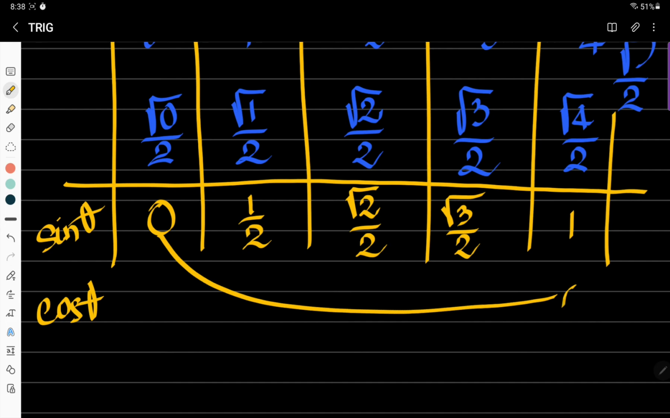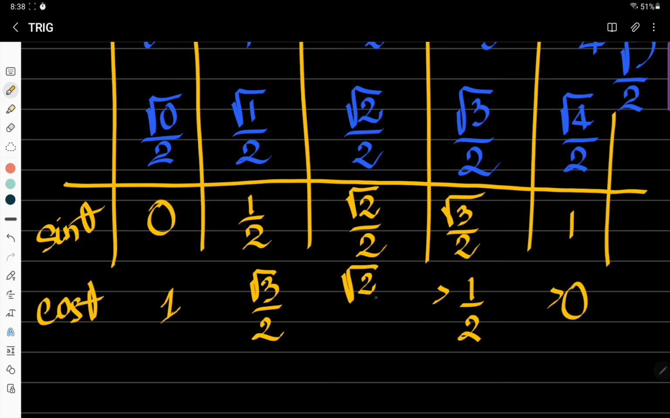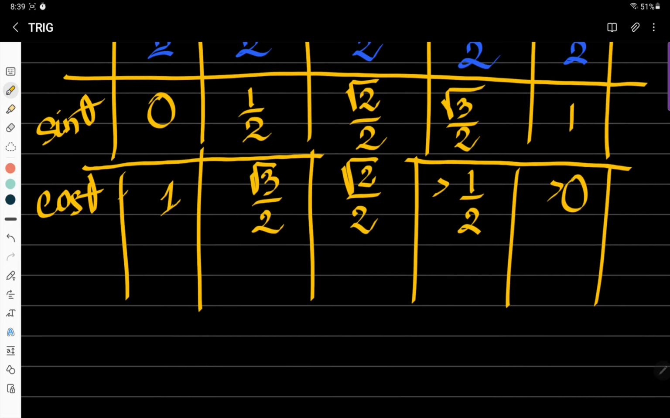All right, to do cosine, very easy. This goes here. This goes here. And this goes here. And this goes here. And now this goes straight out. That's it, done.